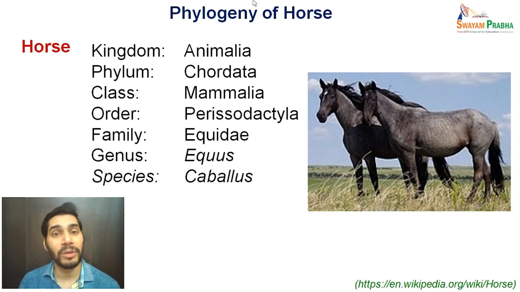So when we talk about the phylogeny of the horse, we are not talking about Equus caballus only. We are talking about the genus Equus as such, which may include various types of horses.